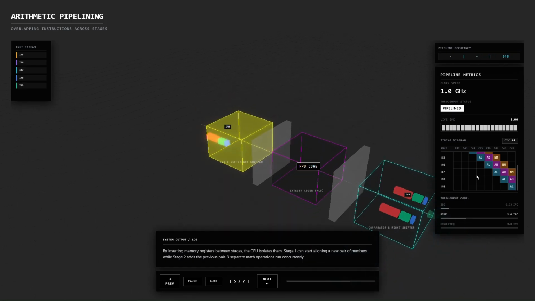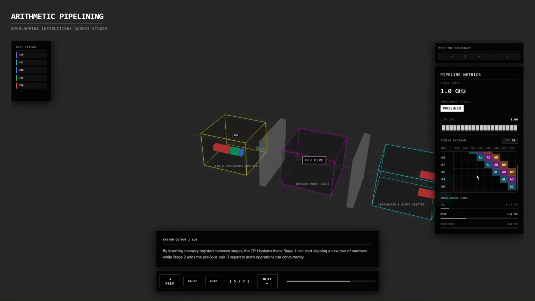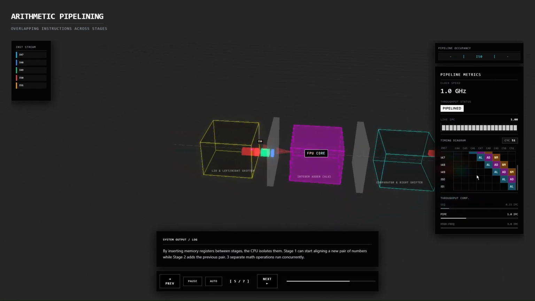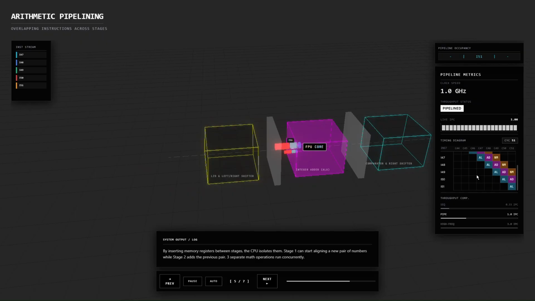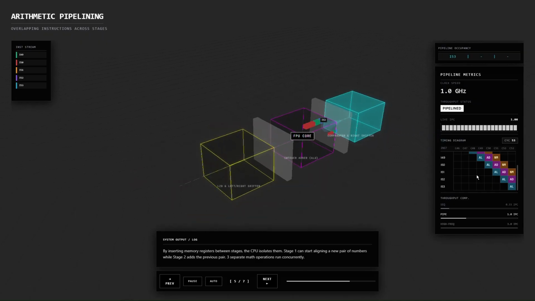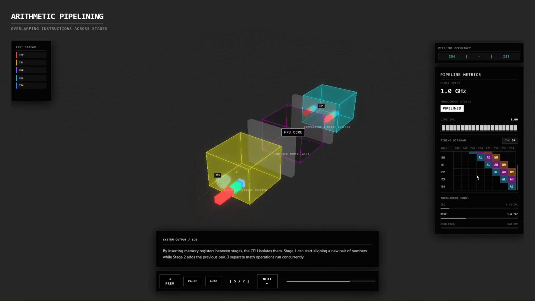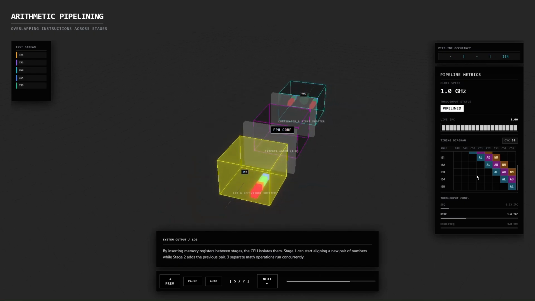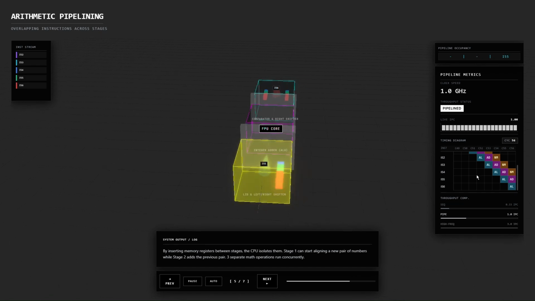And the timing diagram shows it perfectly. Three instructions staggered by one cycle each, all completing one after another like clockwork. Same hardware, same three stages, same clock speed, just better scheduling. That is the entire point of pipelining.